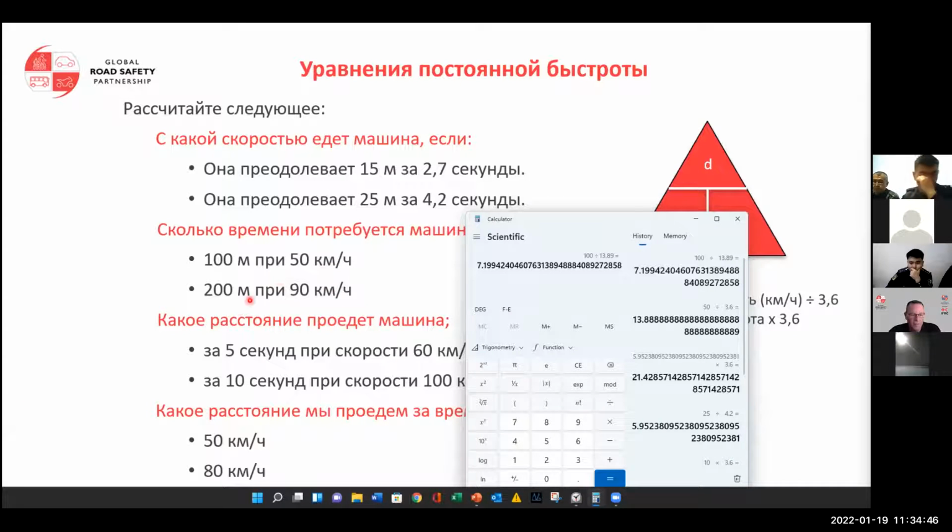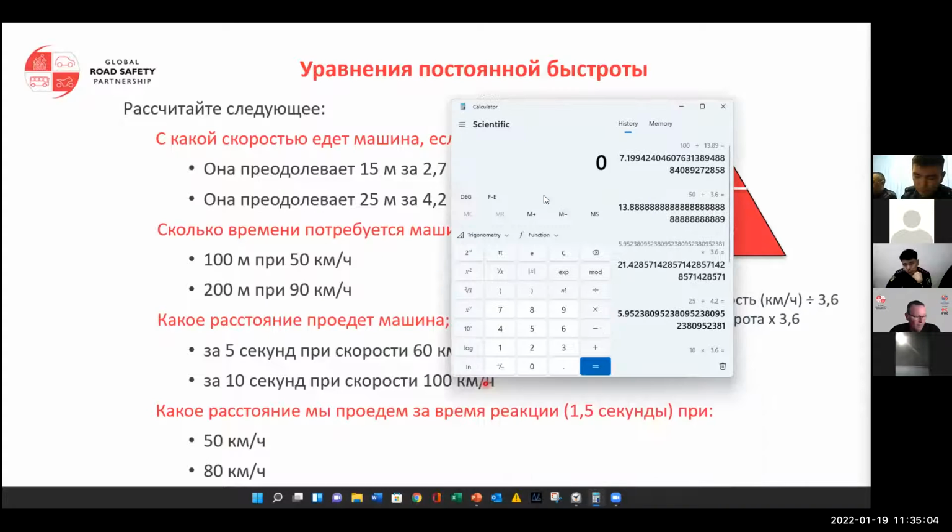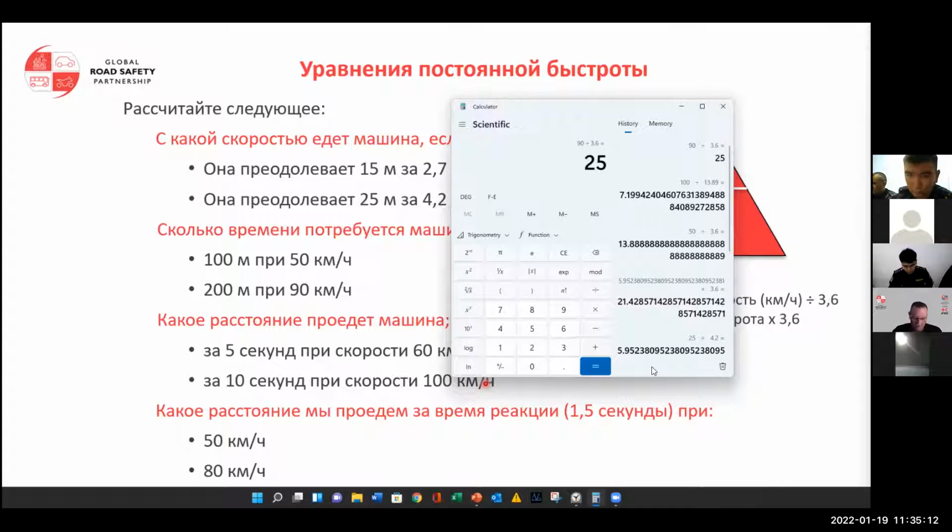Let's do the second part. It's exactly the same process. We have a distance of 200 meters and a speed of 90 kilometers per hour. Our first step is the conversion. So 90 divided by 3.6 gives us 25 meters per second. That is the velocity. Traveling at 90 kilometers per hour, you travel 25 meters every second.